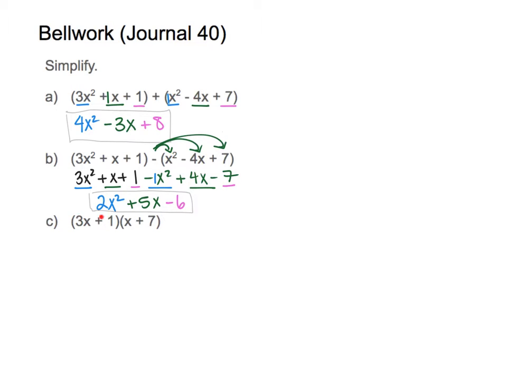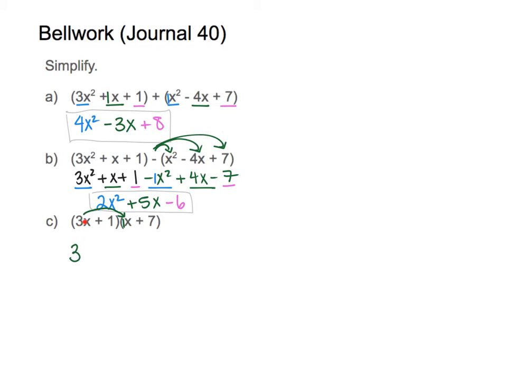Then for this one here, it looks like I'm multiplying this parentheses with this parentheses. When I do something like this and it's multiplication, I have to distribute. This type of distributing is called foiling. Foiling says I need to multiply the first term with the first term. So 3x times x. Let's think about it. That's a 3. The number in front of this x is a 1. So 3 times 1 is a 3.